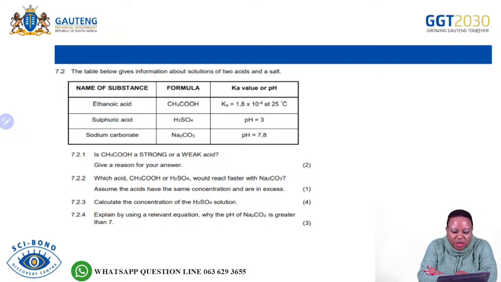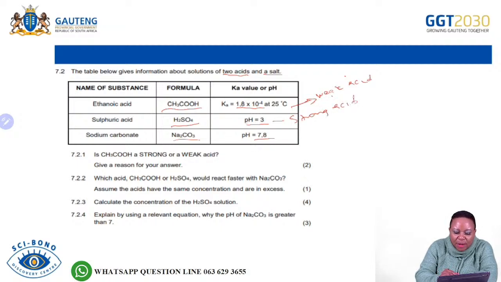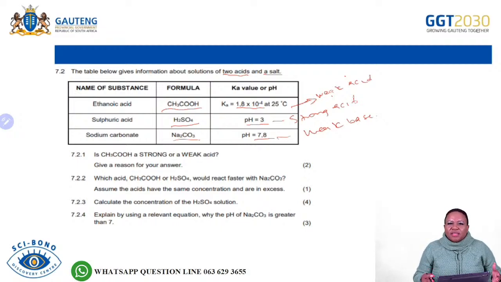Now, the table below gives you information about solutions of acids and salts. When you look at the first one, you are given ethanoic acid and its Ka value. Then sulfuric acid and its pH, and sodium carbonate and its pH. Since you are given this Ka value, you already know that this is our weak acid. Looking at this pH, sulfuric acid is our strong acid. And because this pH is closer to 7, it means this one is our weak base. So you can analyze the information provided in the table and interpret it with whatever you learned in our previous lessons.